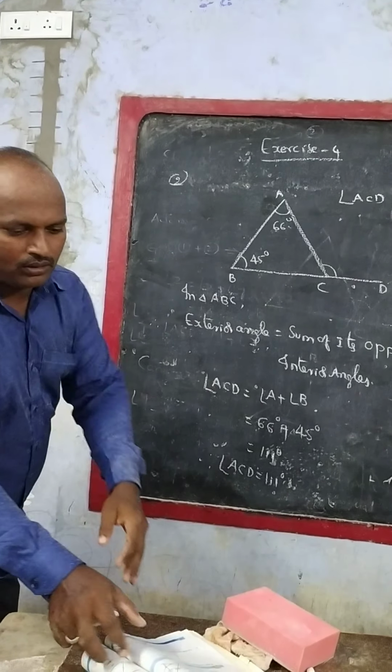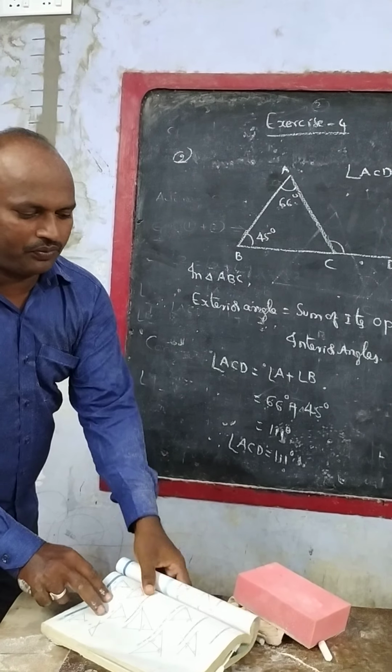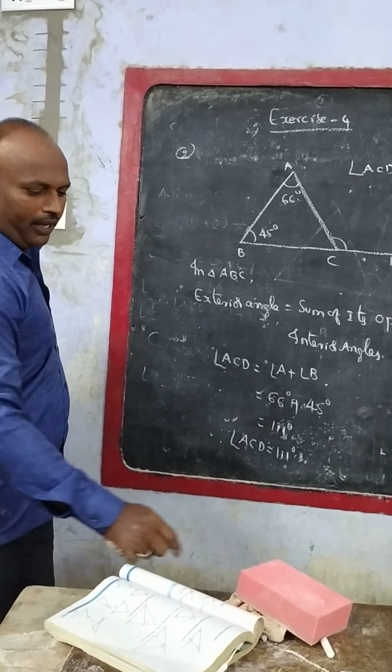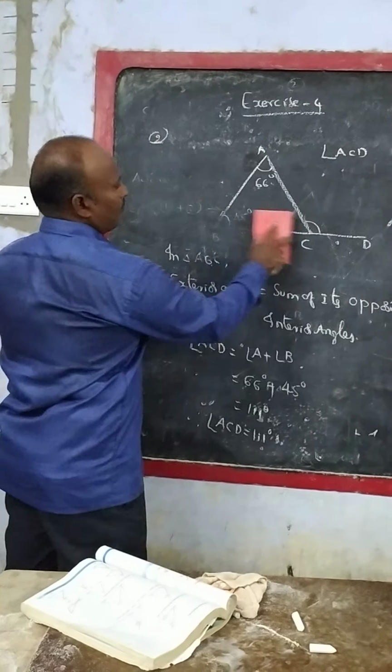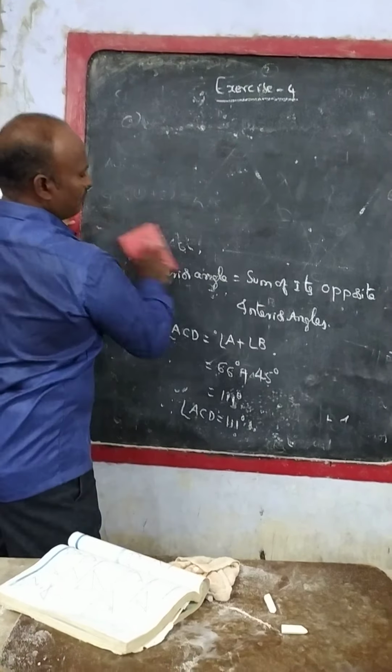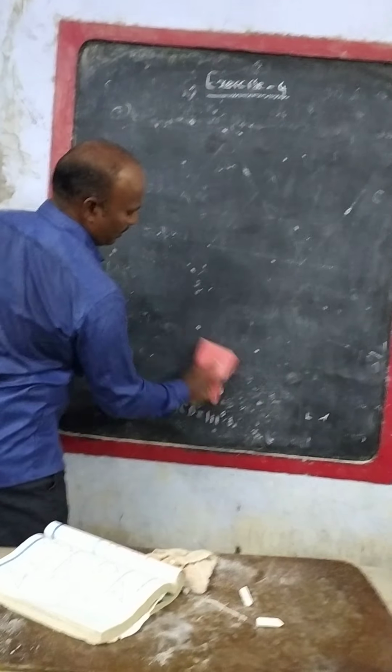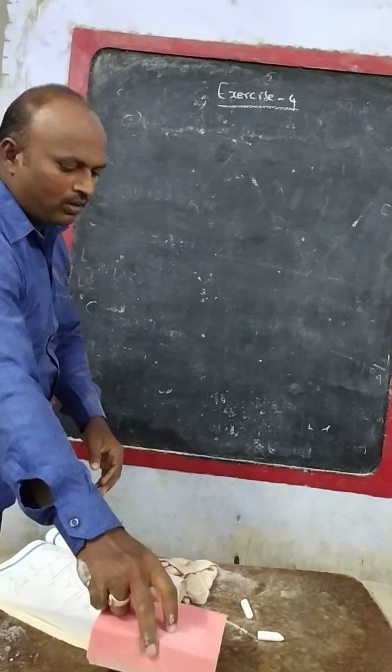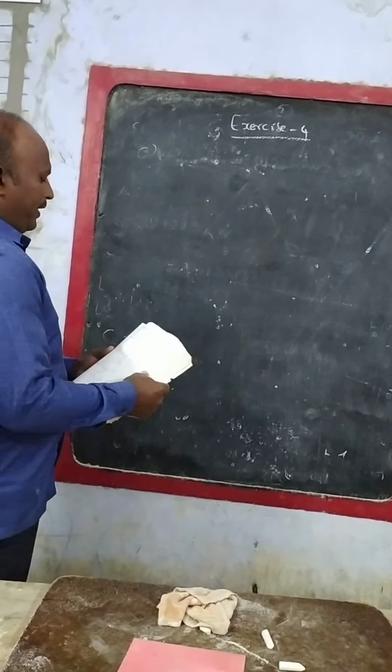Next, third sum. Find the measure of angles x and y. Exercise 4, third sum. Find the measure of x.